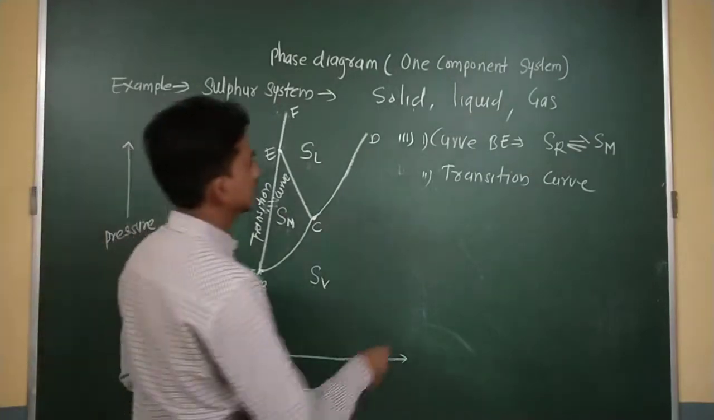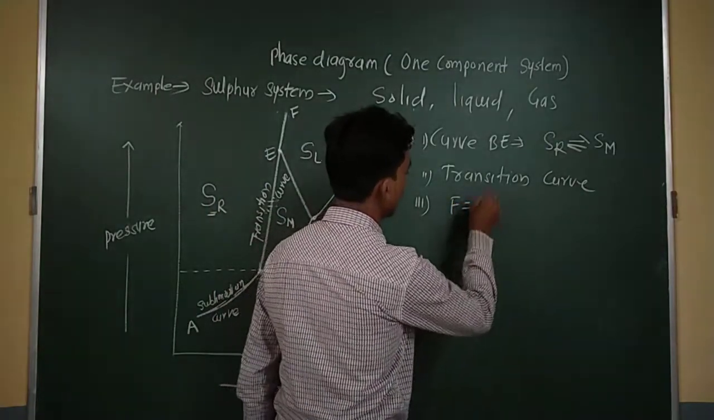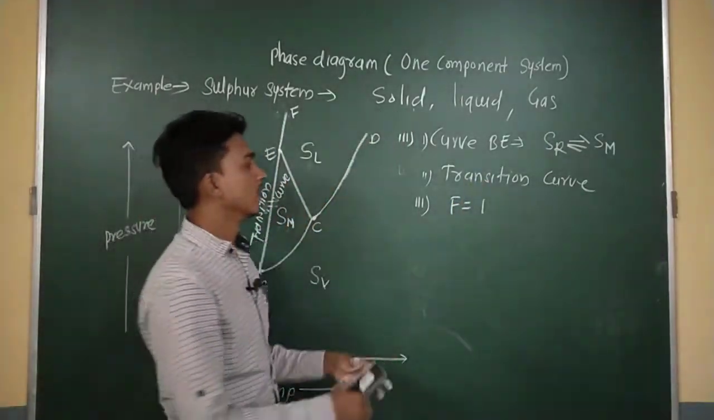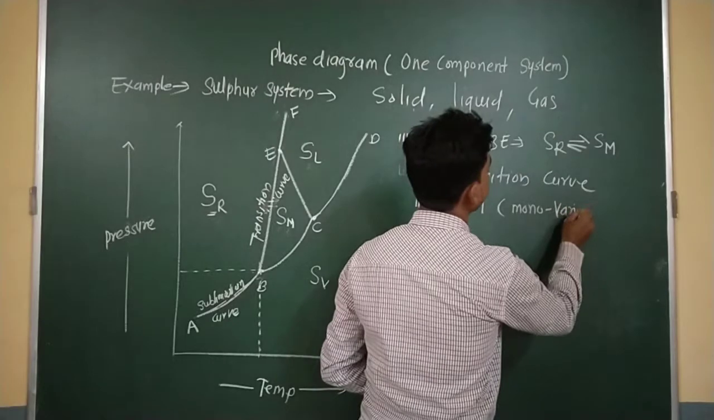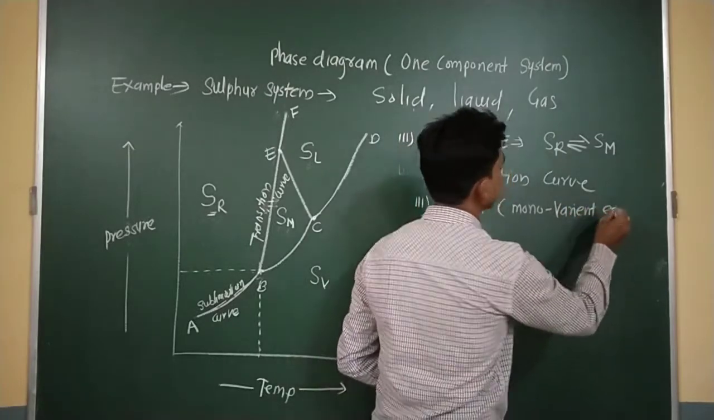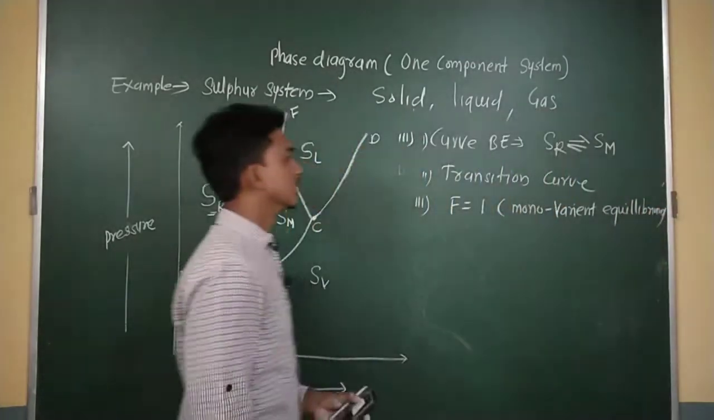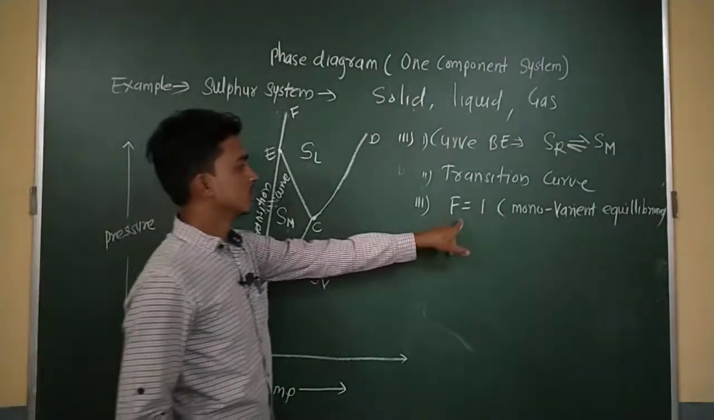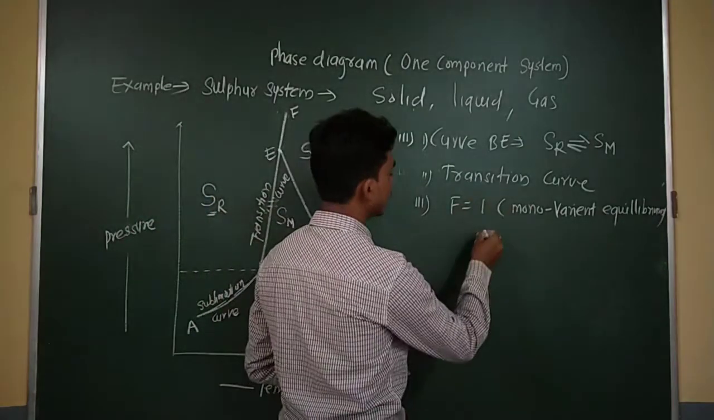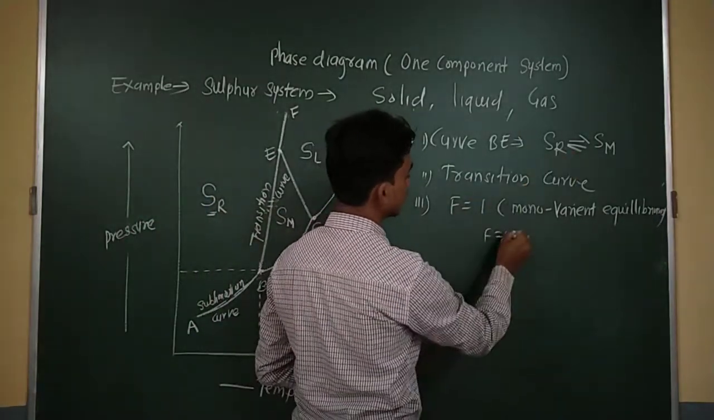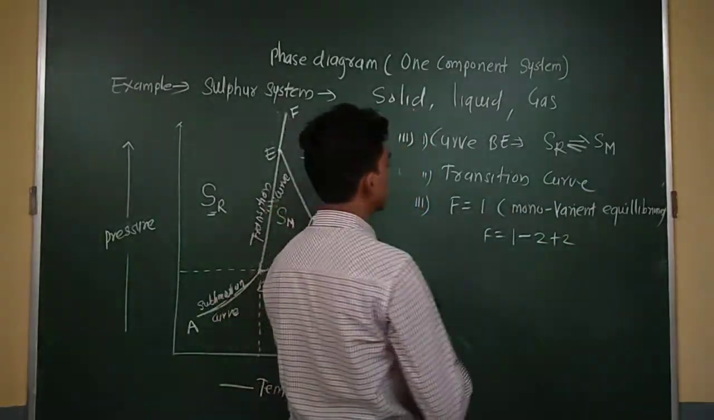This also has a degree of freedom F equal to 1. You have to calculate it by using the phase rule, F is equal to 1. That means this is a monovariant system, a monovariant equilibrium. How does F equal to 1 come from the phase rule? It is a one component system and there are 2 phases. So by using this equation I will get F is equal to 1.